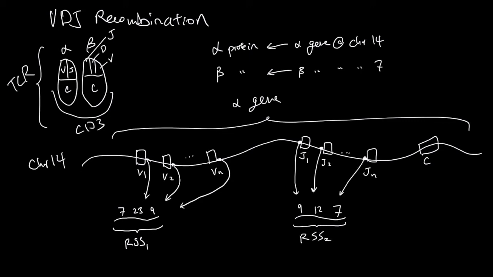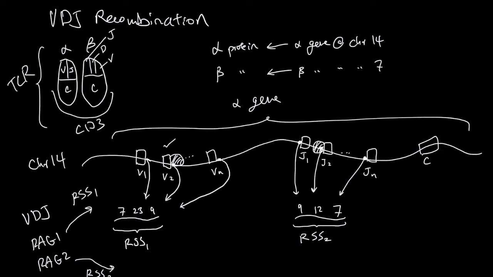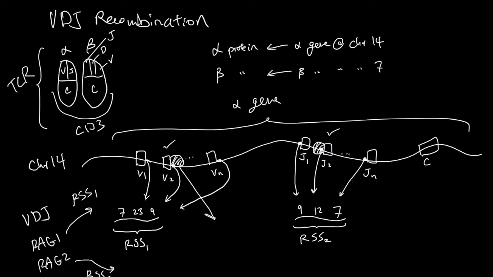And when a stem cell commits to become a T cell, VDJ recombination proteins, especially RAG1 and RAG2, will be expressed, and RAG1 will go and pick a random recombination signaling sequence 1 to sit on, and RAG2 will go and pick a random recombination signaling sequence 2 to sit on. And suppose RAG1 sits right here and RAG2 sits right here. RAG1 picked V2, RAG2 picked J2. Then RAG1 and RAG2 will come together.